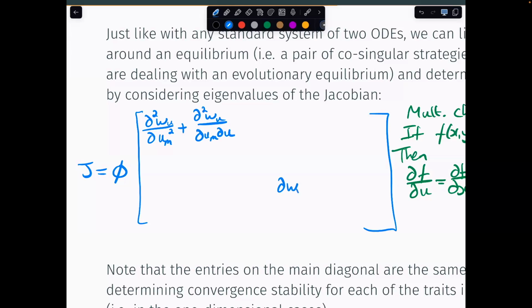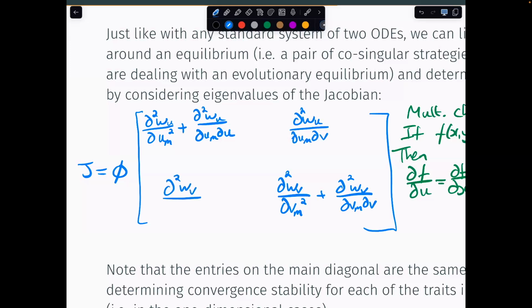We have something that looks very similar for our pathogen. Our second order partial derivative of pathogen invasion fitness with respect to our pathogen mutant trait VM, and we have its cross derivative with respect to VM and V. And then in the minor diagonal terms in the top right, we end up with the second order partial of WU, so host invasion fitness, with respect to UM and V. And in the bottom left, we have our second order partial of invasion fitness for our pathogen with respect to VM and U.